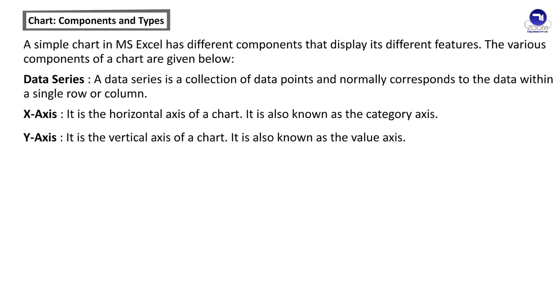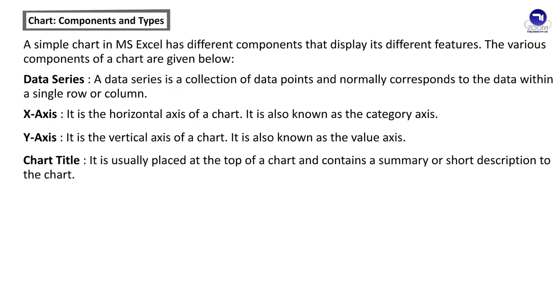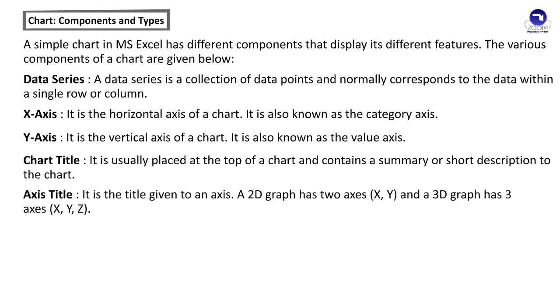Y-axis. It is the vertical axis of a chart. It is also known as the value axis. Chart title. It is usually placed at the top of a chart and contains a summary or short description of the chart. Axis title. It is the title given to an axis. A 2D graph has two axes, x and y, and a 3D graph has three axes, x, y, and z.